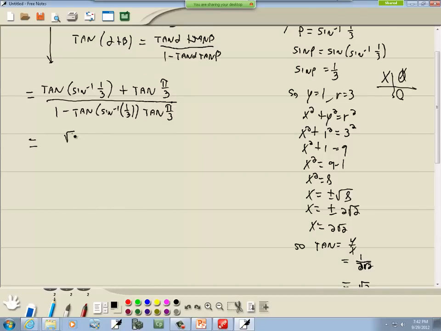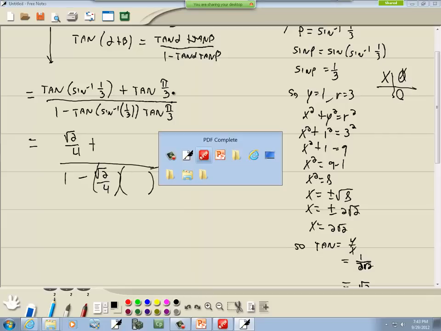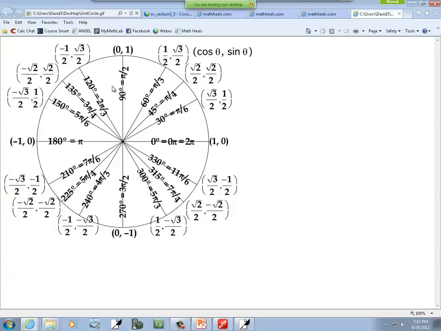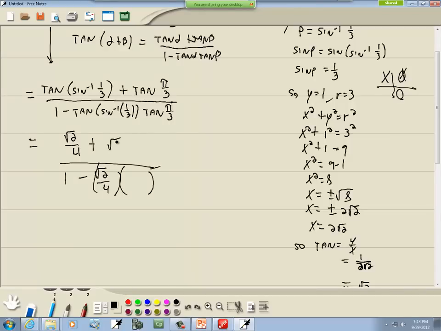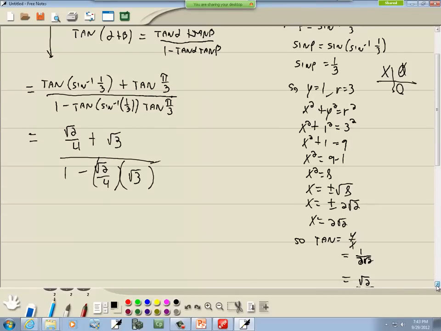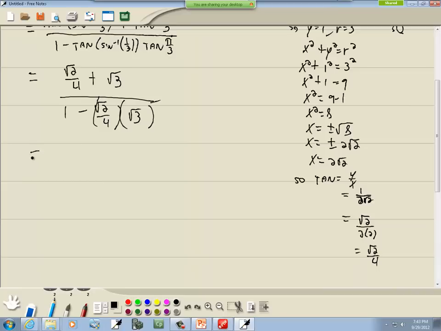So that's square root of 2 over 4 plus, and down here that's 1 minus square root of 2 over 4 times tangent pi over 3. Here's pi over 3. Tangent is y over x. So I got this over this. The 2's would cancel, and we got square root of 3 over 1, which is square root of 3. And then square root of 3 down here.